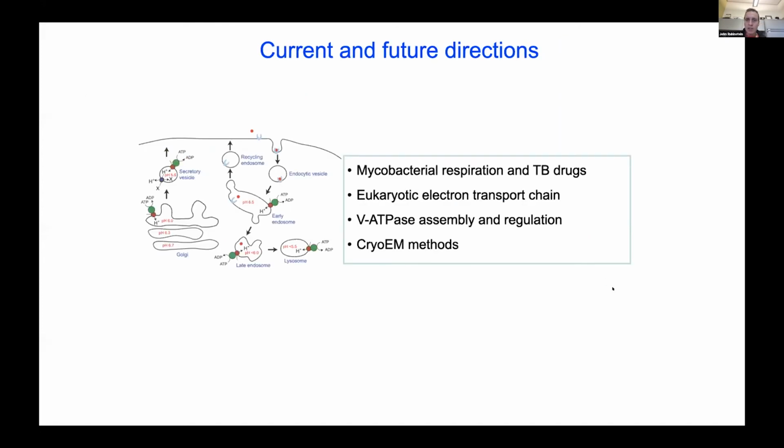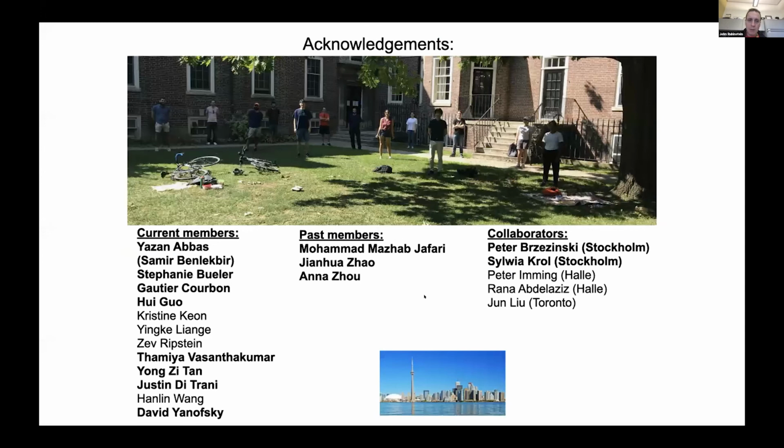So there are lots of interesting directions in the lab. We'll continue to look at mycobacterial respiration and TB drugs. In order to understand that, we want to understand the eukaryotic electron transport chain. And of course, vacuolar ATPase assembly and regulation are a major direction, with cryo-EM method development underlying all of these activities. I've already told the names of many of the people who've done the work.